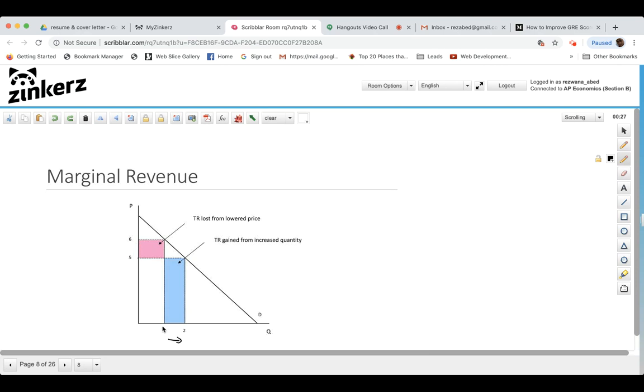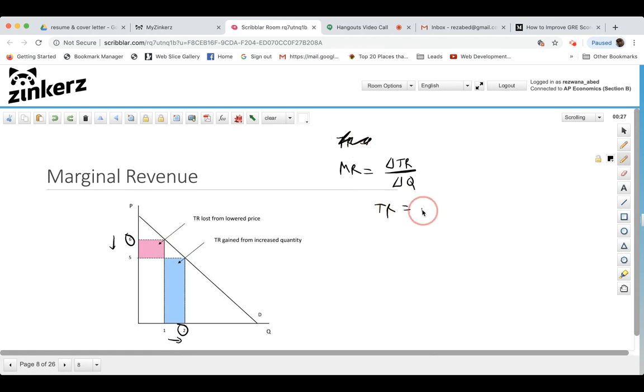So at the price of 6, you sell 1, then the quantity demanded is 1, and at the price of 5, the quantity demanded is 2. So in order to sell 2, you had to lower your price by $1. Okay, so some interesting thing happened when you lower your price. Total revenue is related to marginal revenue. Marginal revenue is the change in total revenue divided by the change in quantity.